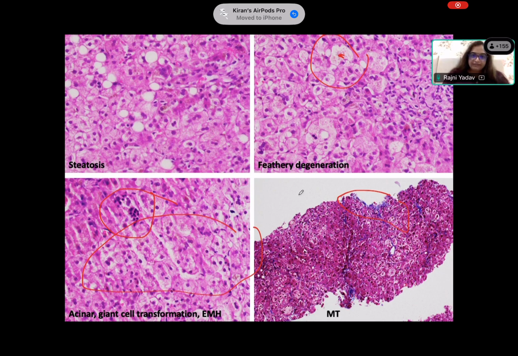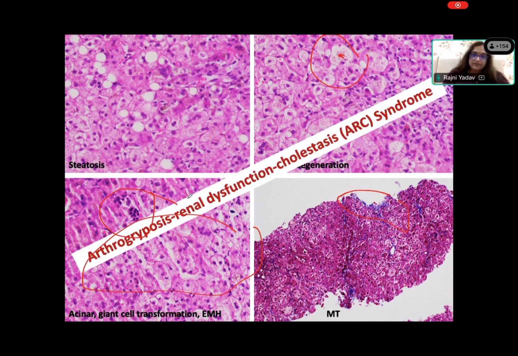So this was also a small child. And on the biopsy, we could not clinch the diagnosis. So in children, yes, an important pillar for the diagnosis is exome sequencing. So the blood sample was sent for sequencing, and he was detected to have ARC syndrome. So actually he had a renal dysfunction.